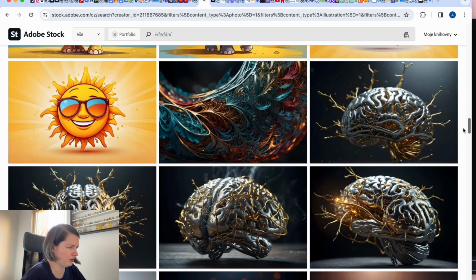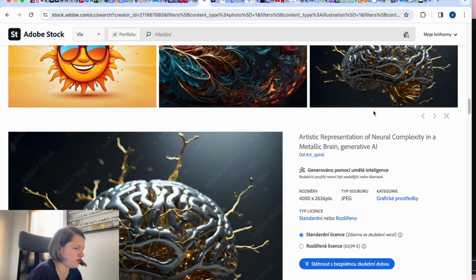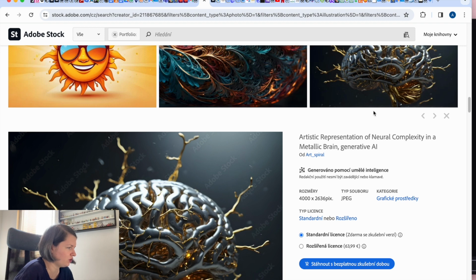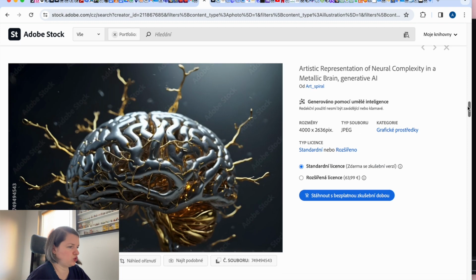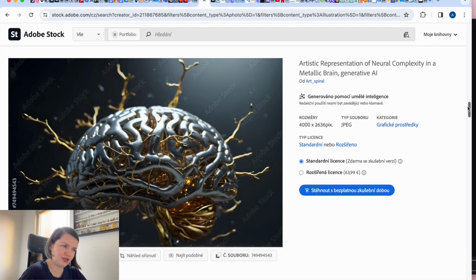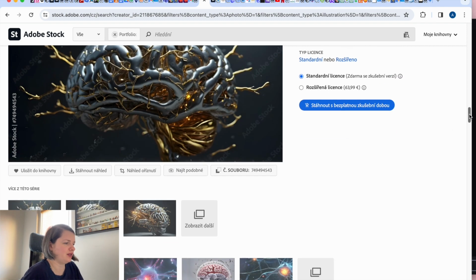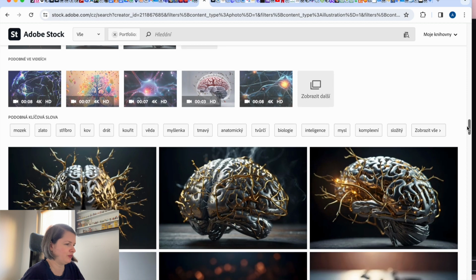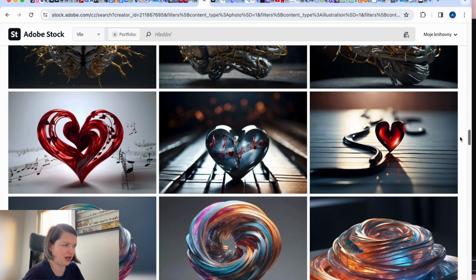All right, so we have something with the brain, artistic representation of neural complexity in a metallic brain. Okay, but why is it metallic? Is there a particular reason? Why is it silver and gold? Is it a trend? Why are we doing this in this style? And who is going to buy it, and who's gonna use it? Because I don't understand it, I guess.